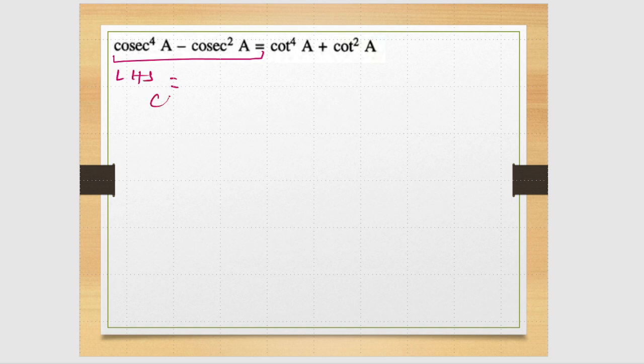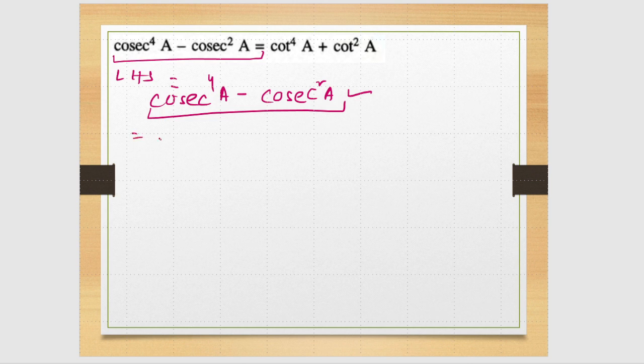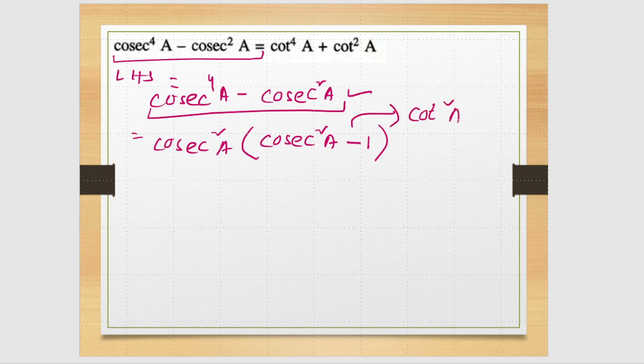This is cosec⁴A minus cosec²A. Which is the common here, students? What is common over here? If I am not wrong, cosec²A is common, and what remains? Cosec²A minus 1, which is again equal to cot²A. Correct?